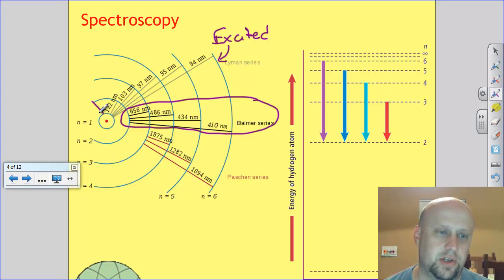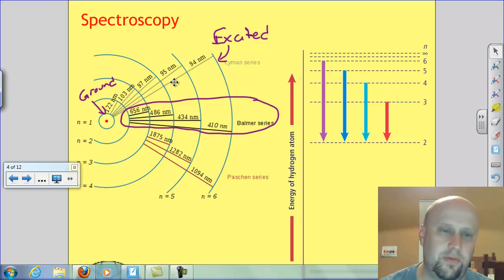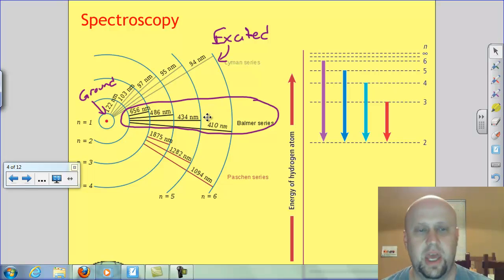If an electron was down here at the bottom, we would call that the ground state, so that's its normal position, and if we put energy in, it gets excited. Now, once it gets excited, they're going to start to fall back down, and when they fall back down, they emit radiation, electromagnetic radiation. And if they emit it in this range, right here, this is what's called visible light, and that's the part that we can actually see.